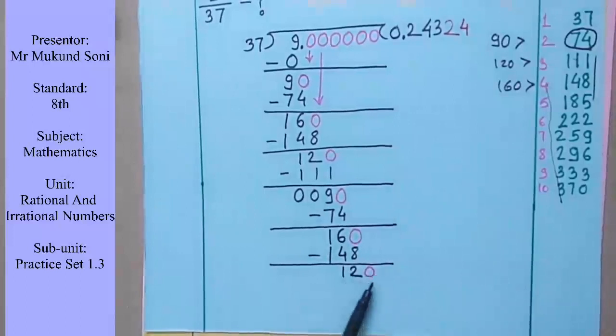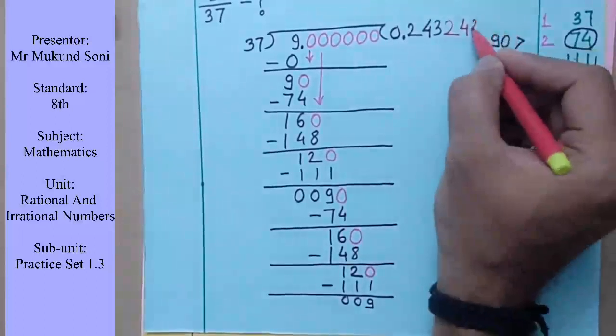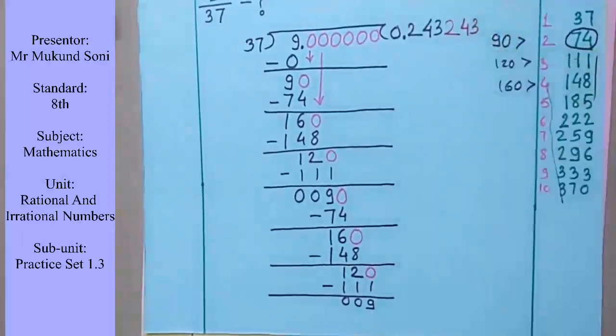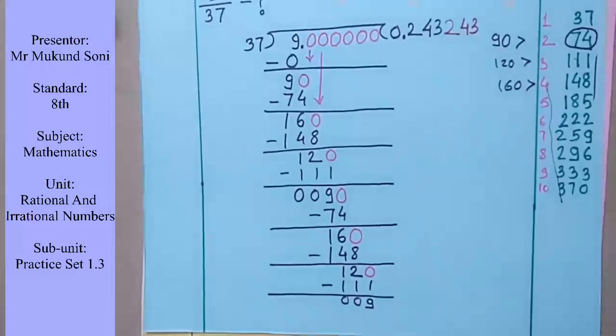Now again look out for the 120 in the table, that is 111. After doing the subtraction, you get the remainder as a 9 again. Now have you noticed? You are getting the same remainder over and over again. We will put our quotient from the previous subtraction, that is 3. And now check out for the repetition pattern here.